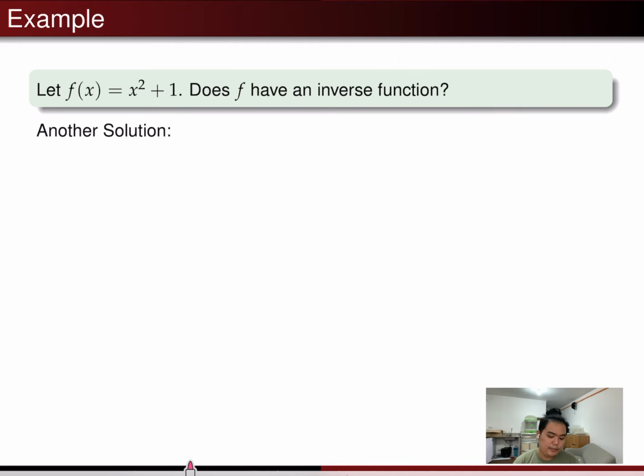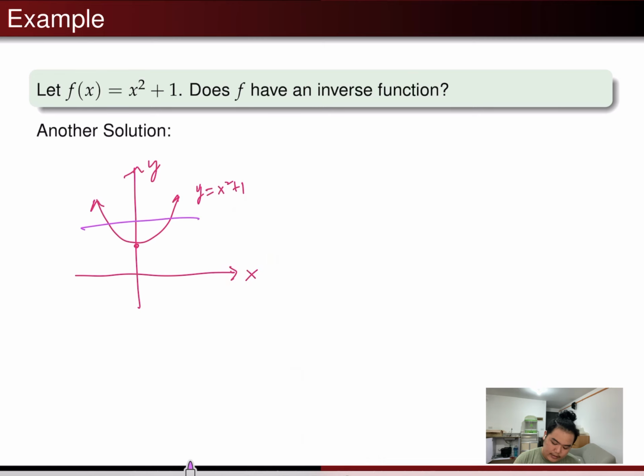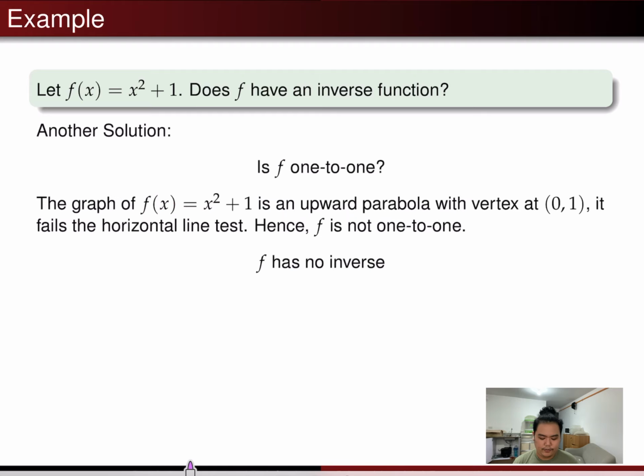Okay, so let's try this problem again. f of x equal to x squared plus 1. Does f have an inverse function? We already know what the answer is. But let us use the horizontal line test. So the graph of that function is a parabola that opens upward whose vertex is at (0, 1). The graph looks something like this. Okay, and if you apply the horizontal line test, it intersects the graph more than once. So meaning this is not a one-to-one function. If your function is not one-to-one, it doesn't have an inverse function.